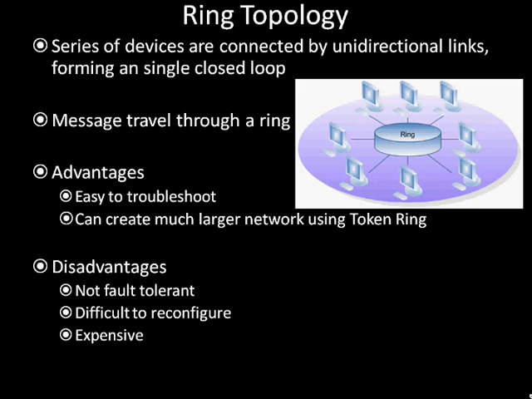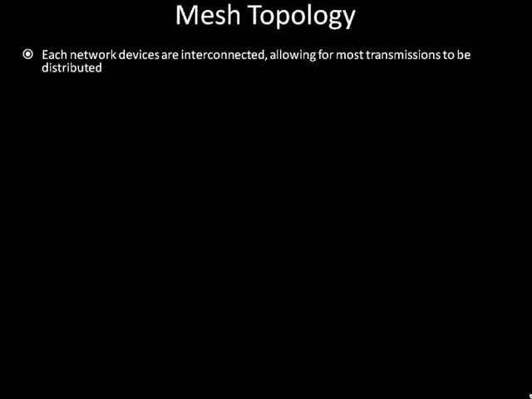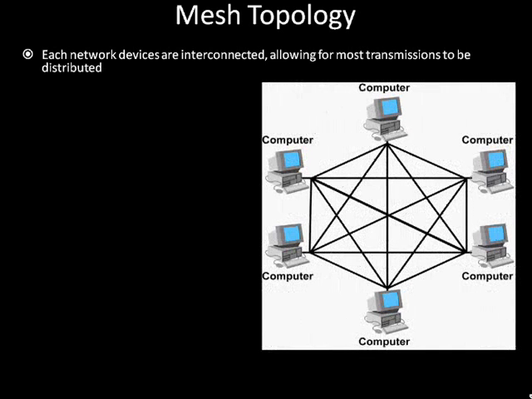Mesh topology. A type of network setup where each of the computers and network devices are interconnected with one another, allowing for most transmissions to be distributed even if one of the connections goes down. There are 2 main kinds of mesh topology: full mesh and partial mesh. In a full mesh topology, each node is physically connected to every other node.